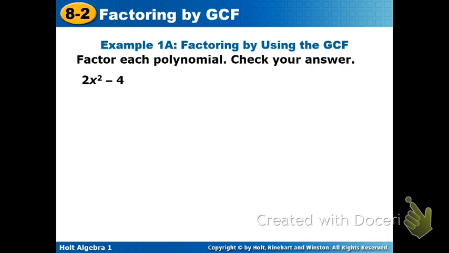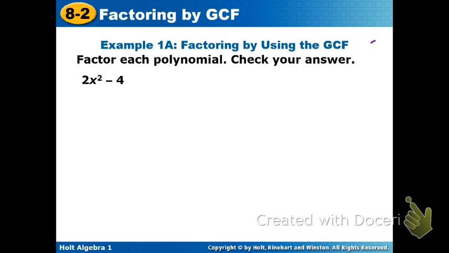Okay, let's start with 2x squared minus 4. So in this one we have two terms. And let me just point out before we get started, if you start with two terms, your answer has to have two terms inside your parentheses. If you start with three terms, you still have to have three terms. Okay? These are easy to check to make sure you don't get them incorrect.